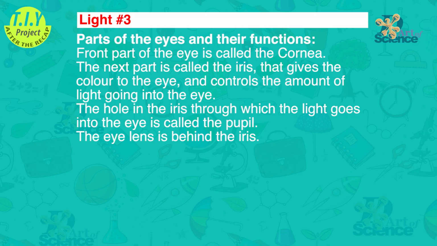Now let's do a recap and move on to the TIY project. Parts of the eyes and the functions. The front part of the eye is called the cornea. The next part is called the iris, and that gives color to the eye, and it controls the amount of light going into the eye.